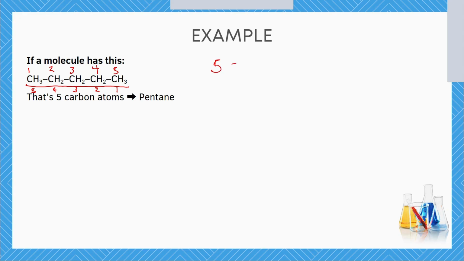5 carbon atoms gives the prefix PENT, pent. And is it an alkane, an alkene, or an alkyne? It is an alkane because there are only single bonds throughout the structure. If you check this out, we have 1, 2, 3, 4, 5. And here is what the structure looks like.